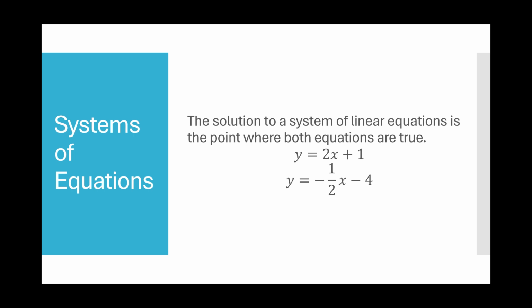So we are going to be looking at systems of linear equations. And for our purposes for now, we're going to have two equations that have two variables in them. So the solution to a system is this point where both of these equations are true. So it's something that works in one equation and it works in the other one.